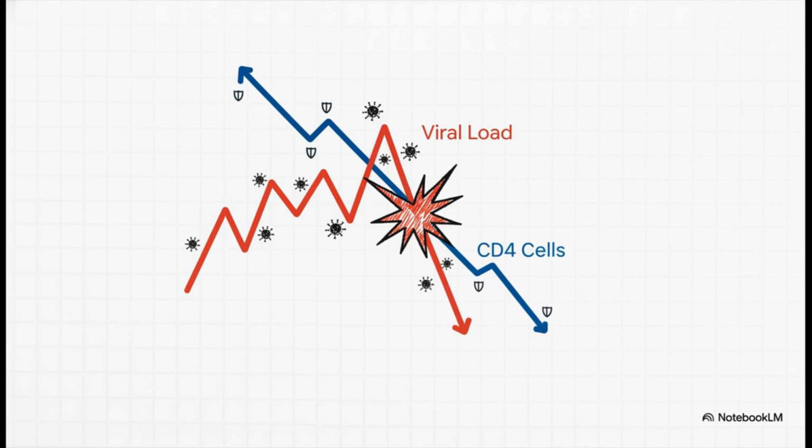But hey, the body doesn't just give up. It mounts a desperate first counterattack, successfully driving that viral load back down and letting the CD4 count recover a bit, though unfortunately it almost never gets back to its original pre-infection strength.